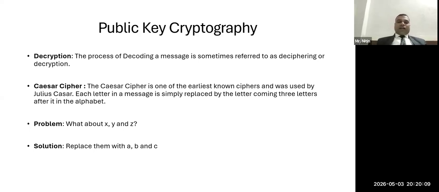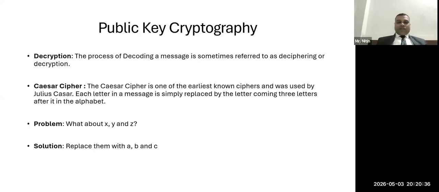Likewise, if you have ABC, so ABC will get replaced by, so after A, we have B, C, D. So A will get replaced by D, then B. After B, we have C, D, and E. So B will get replaced by E. Then the third letter C, so D, E, F. So C will get replaced by F.